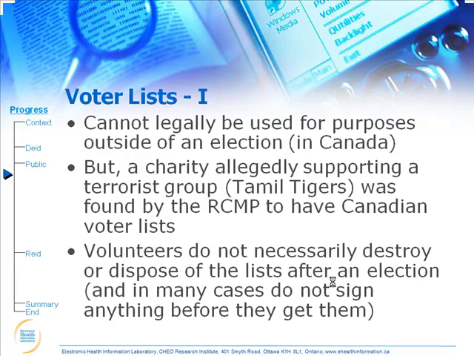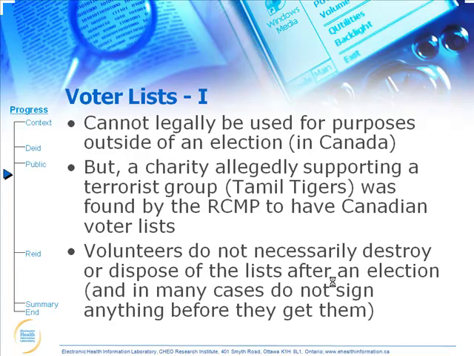However, there are cases of individuals, a recent one a couple of years ago, where a charity that was supporting the Tamil Tigers was found by the RCMP to have obtained Canadian voter lists. I actually interviewed one of the volunteers who was involved in the election, who was approached by them to get the voter list. This particular individual said no, didn't provide it. But he did say that he was volunteering at an election, and he was approached by this group who wanted him to give them the voter list that he had. So there are cases. It's not legal. If you get caught, you're in trouble.